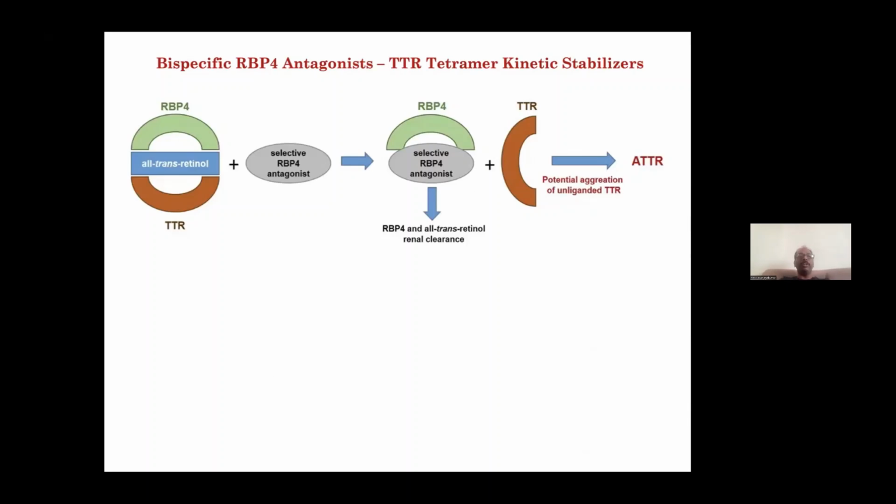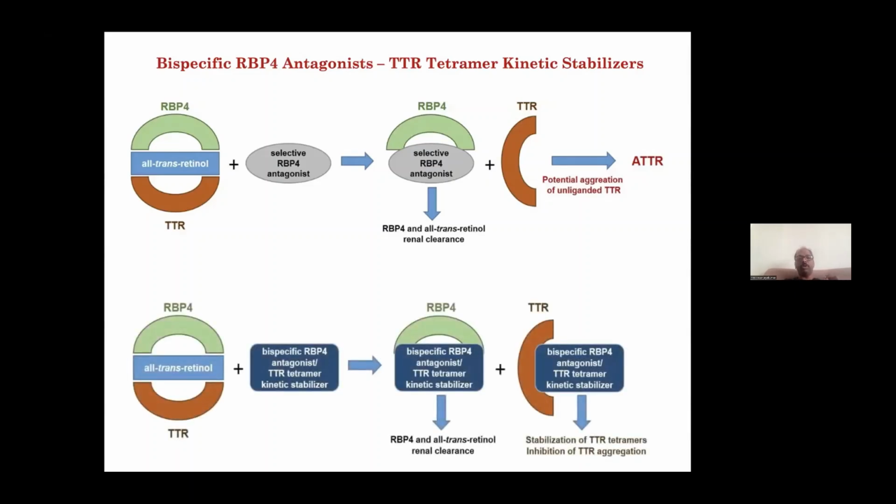We have designed bispecific RBP4 antagonists and TTR kinetic stabilizers. As I mentioned earlier, all-trans retinol binds with RBP4 and TTR and goes into the visual cycle. But in order to stop the excess production of this all-trans retinol, we have designed a selective RBP4 antagonist. When the selective RBP4 antagonist binds with the RBP4, it gets cleared out in the urine, and the TTR remains. And this TTR is the cause of transthyretin amyloidosis.